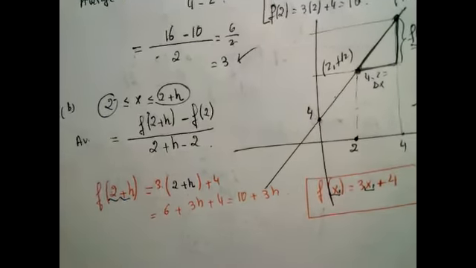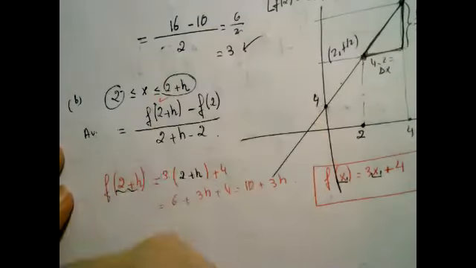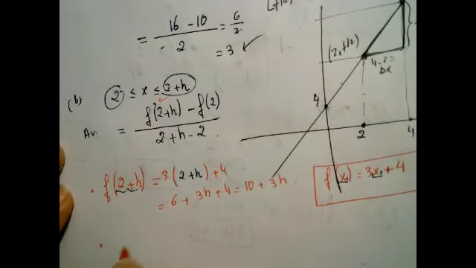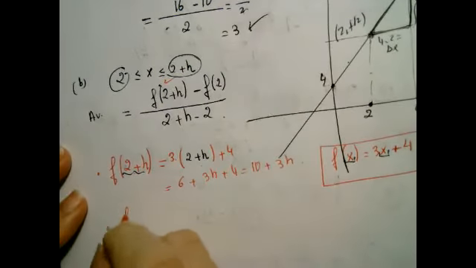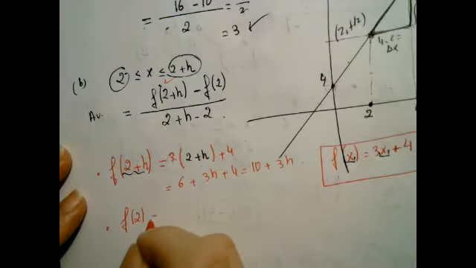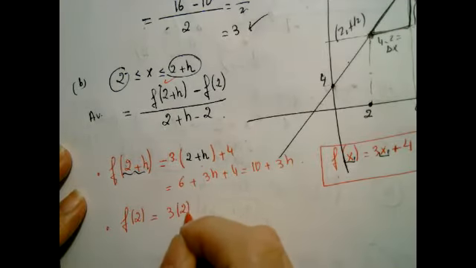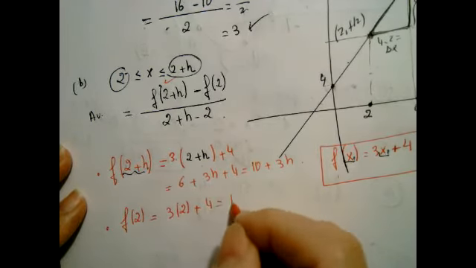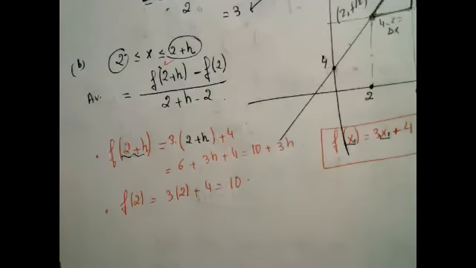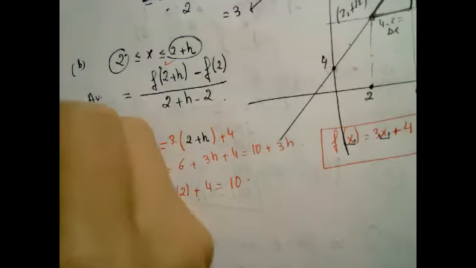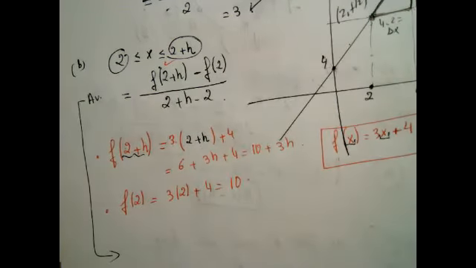I said I will do it one by one. So I got f of 2 plus h, and then I substitute. Then what is f of 2? F of 2 is 3 times 2 plus 4, which is equal to 10. Now I go back and I find the average, and we should get 3, period.